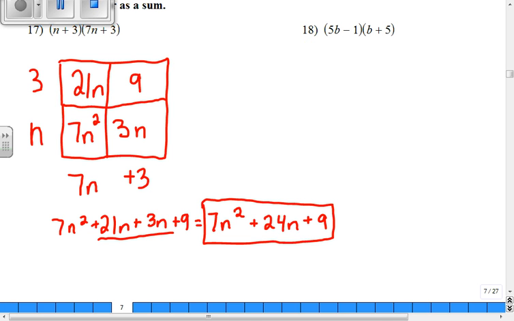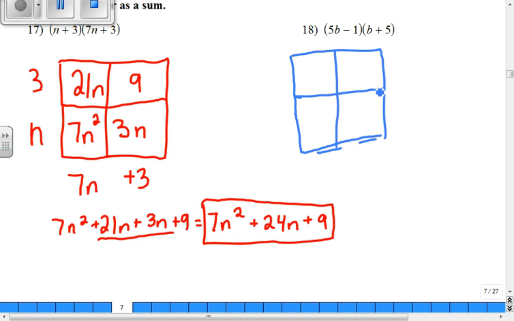Problem 18 also asks us to find the sum. Therefore, we need another generic rectangle. Once again, we're going to place one of our binomial expressions on each side of the generic rectangle. So I have 5b minus 1 times b plus 5.